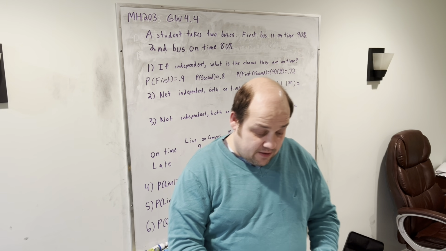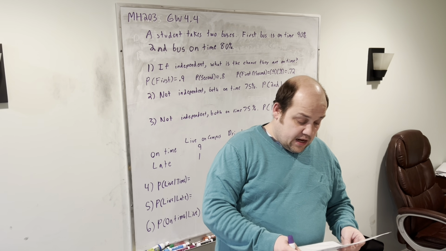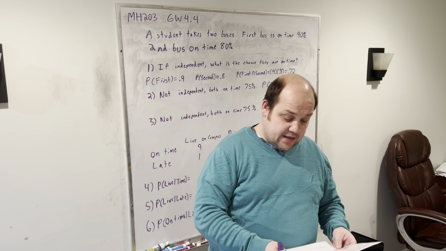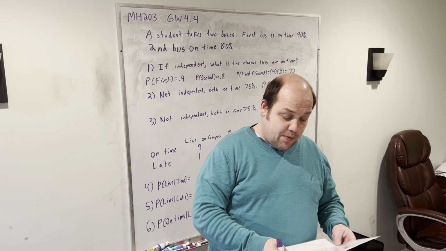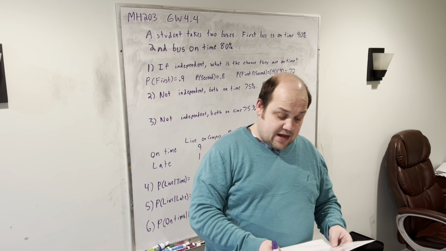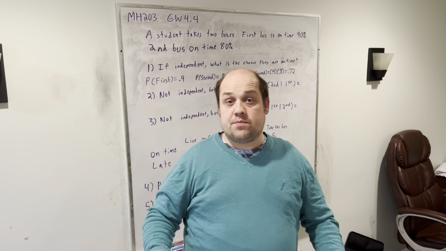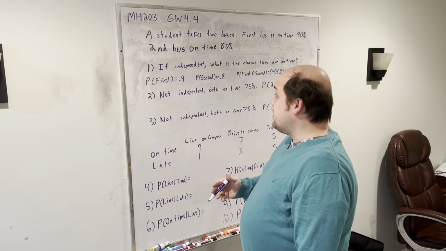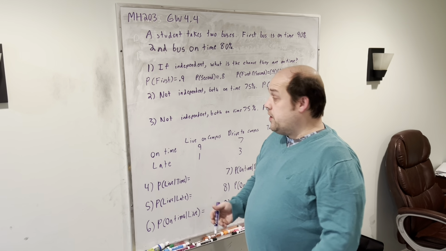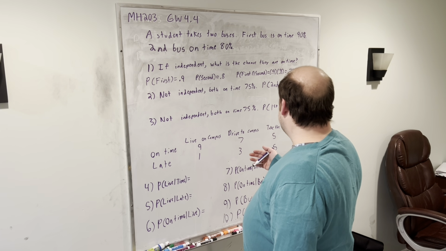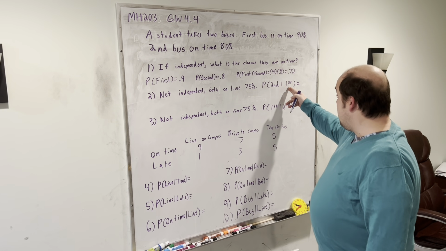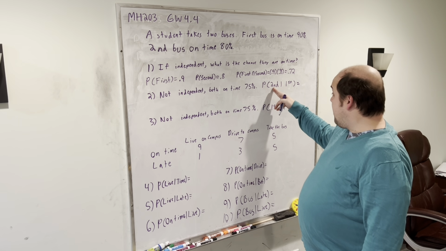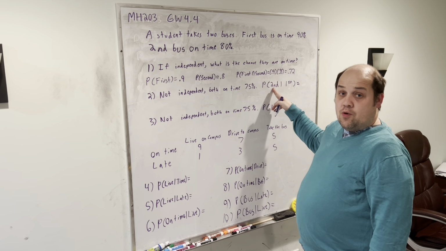If I read directly from the group worksheet, it says, if the 2 buses are not independent and they're both on time 75% of the time, what's the conditional probability that the second bus is on time given that the first bus was on time? The important thing is recognizing what comes after that word given. What do we know already occurred? So in this case, it's given the first bus already was on time. What's the probability the second bus is also on time?